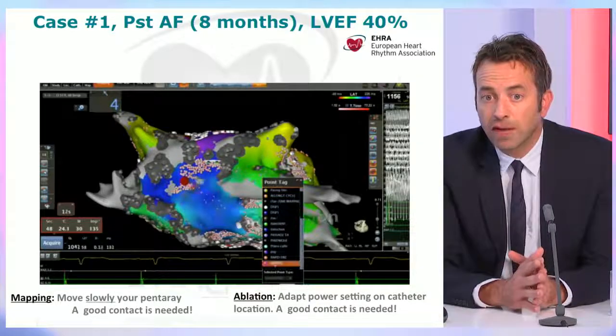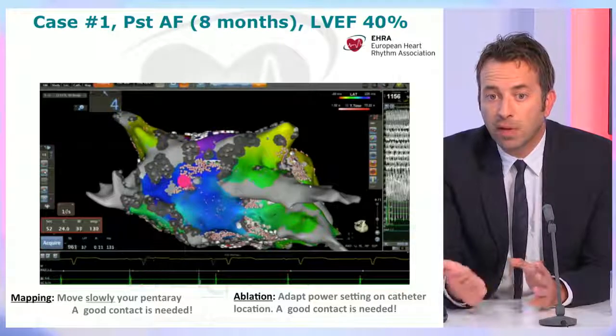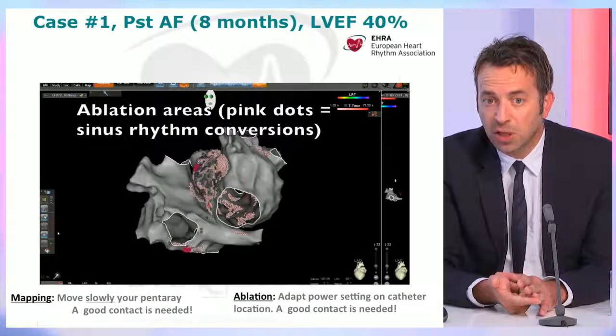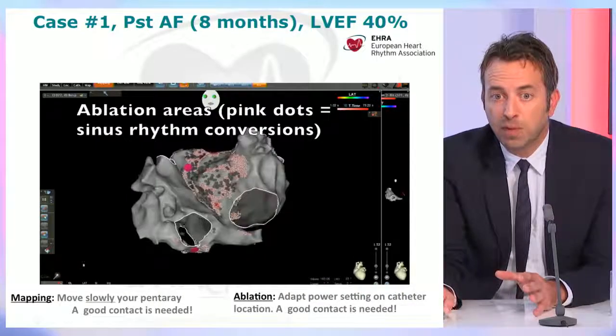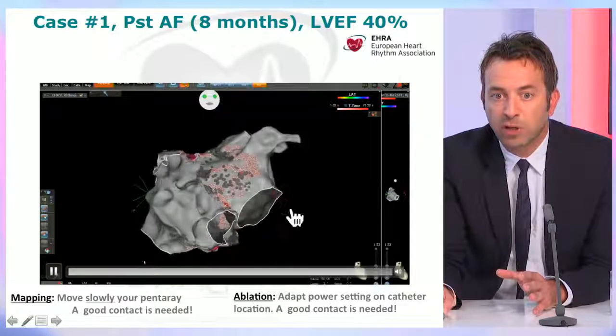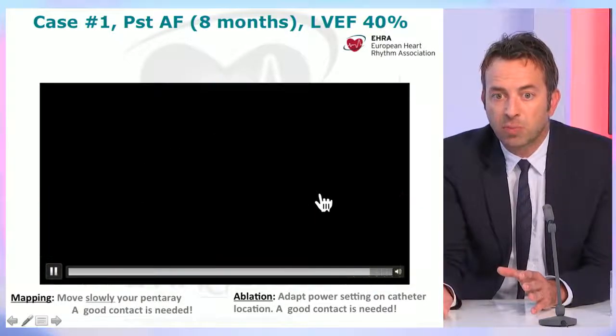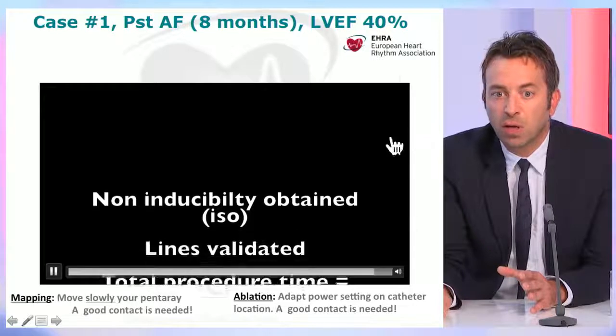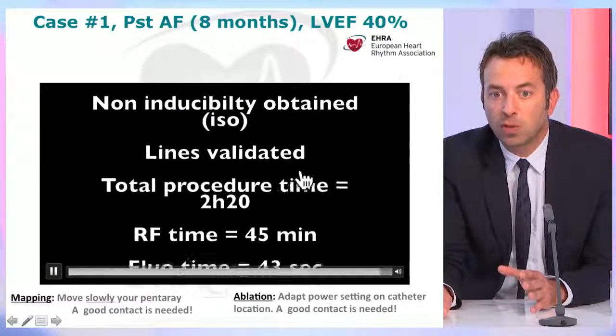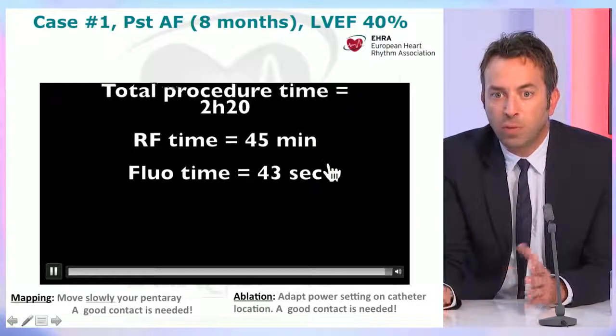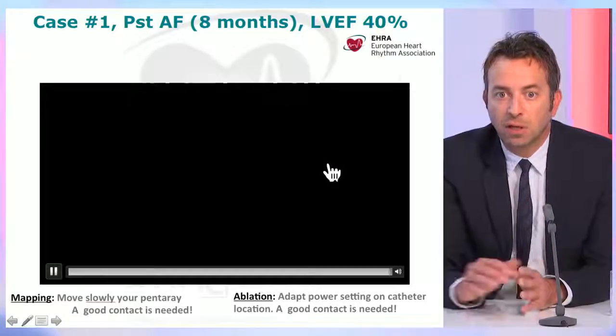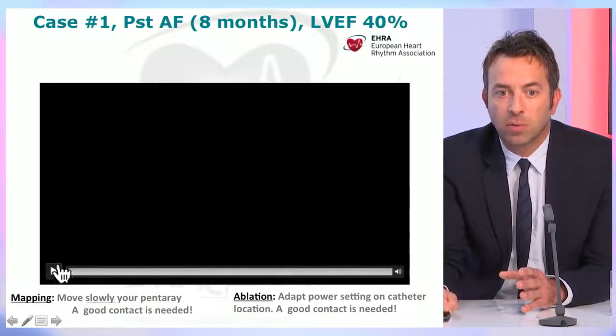Okay, so finally, we ablate AFib drivers. We ablate 2 tachycardias. You can see the pink dots corresponding to the sinus rhythm conversions. And you can see that the procedure was not very long: 2 hours and 20 minutes, 45 minutes of radiofrequency, and 40 seconds of fluoroscopy.